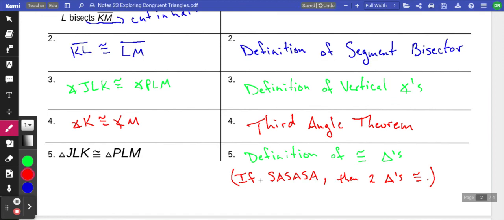Looks a little nonsensical. It says if SSS, then two angles are congruent. And it actually says if SSS. In other words, if you have shown that all three pairs of sides are congruent and all three pairs of angles are congruent, then the two triangles are congruent. Okay, so that should be able to get us through the proofs for the most part. We're going to look for bisectors, vertical angles, third angle theorem, and definition of congruent triangles by showing all the components are congruent.